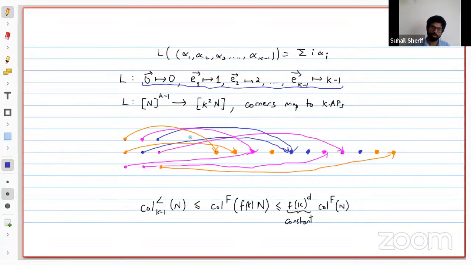So the number of colors needed to color this grid avoiding K minus 1 dimensional corners is at most, and the same argument would work for any shape, the number of colors needed to color the right side, which is coloring while avoiding the shape.